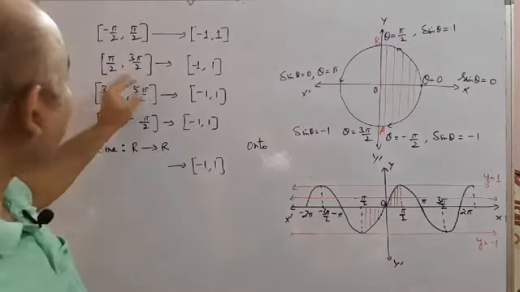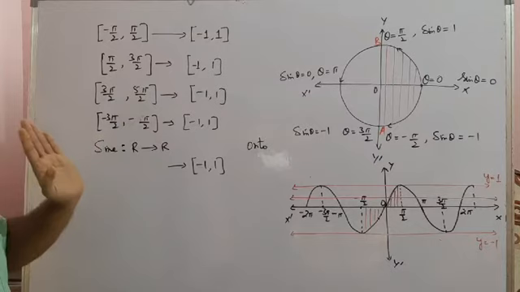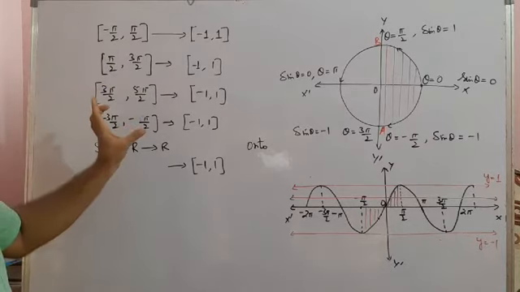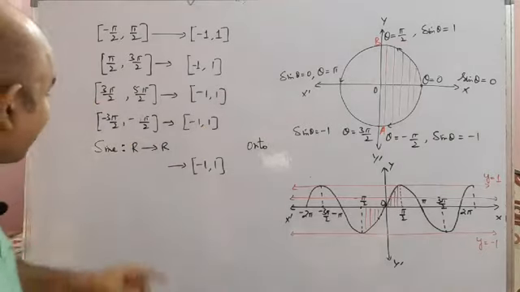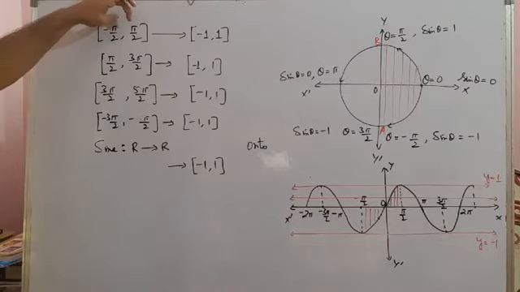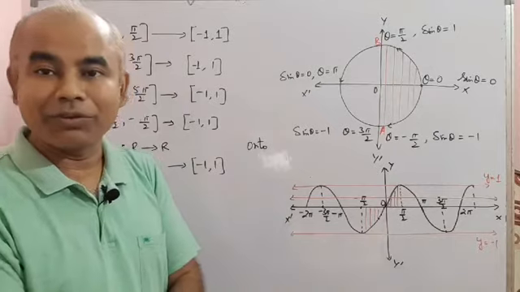Same for pi by 2 to 3 pi by 2, 3 pi by 2 to 5 pi by 2, or minus 3 pi by 2 to minus pi by 2, like that. That means in all these intervals, whichever we have taken, the function is 1-1. That means instead of writing the domain as the set of real numbers R, we need to write these intervals. Now the question is, which interval are we going to choose?